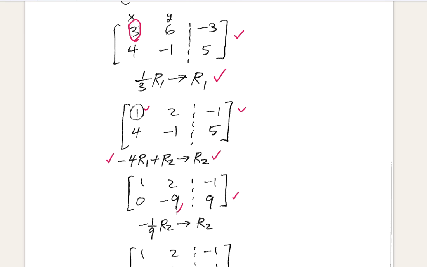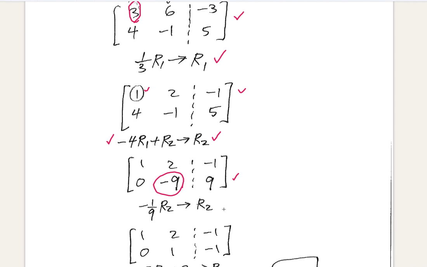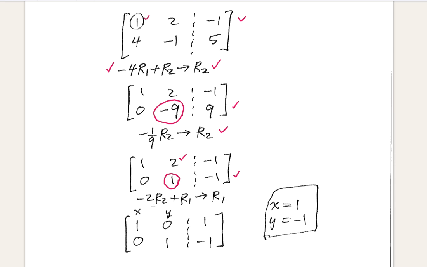The leading entry in this second row is not what I want here. I better divide through that entire row by -9. So I go negative 1/9, row 2 replaces row 2. And I've got 1, 2, negative 1, 0, 1, negative 1, looking pretty nice. Okay, so my leading entry in the second row is 1. I do not like that 2 there. I want to turn that into a 0. So I go negative 2 times the second row added to the first row replaces the first row.